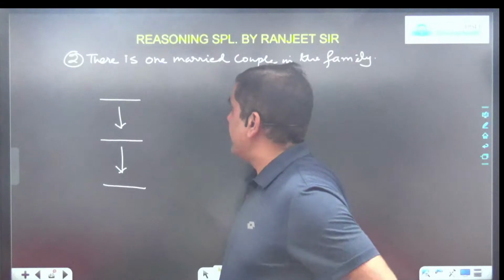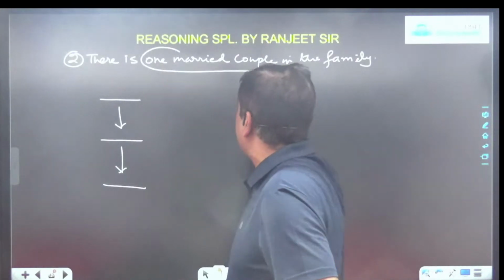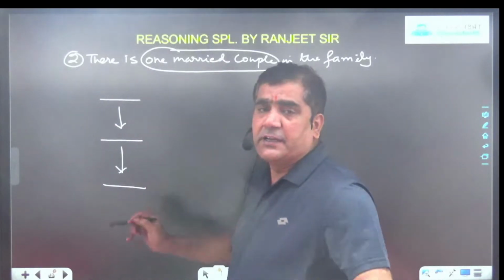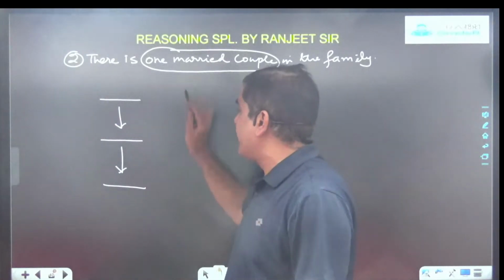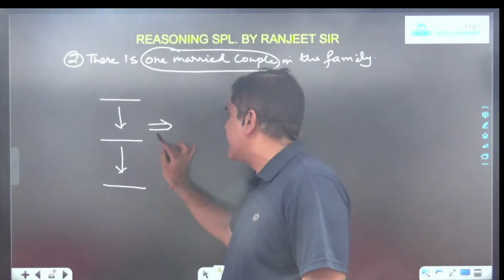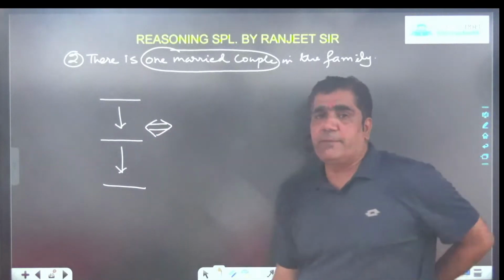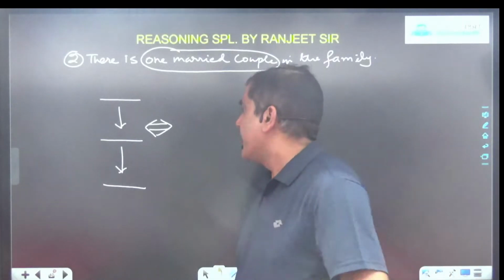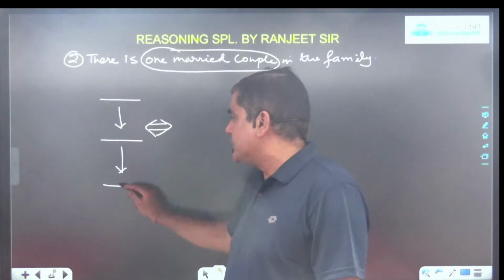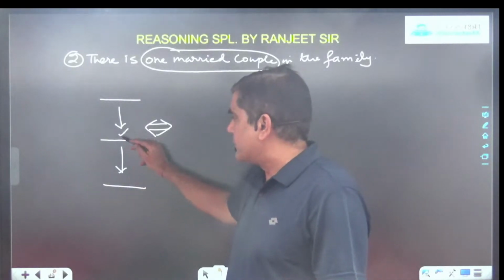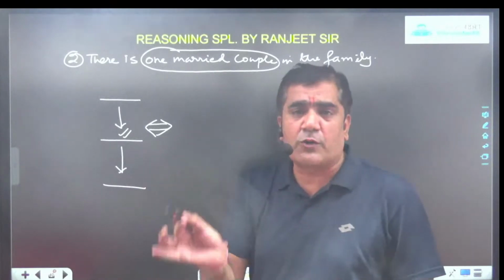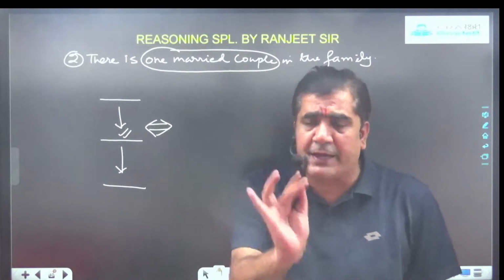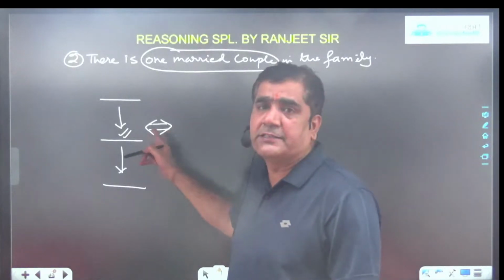See, always remember, if they have given there is one married couple in the family, and let's say there are three generations, then this married couple will be in the second generation. What's the logic for this one? Just see. This person has got one son or daughter, which means this person must be married. So this married couple should be in the second generation.